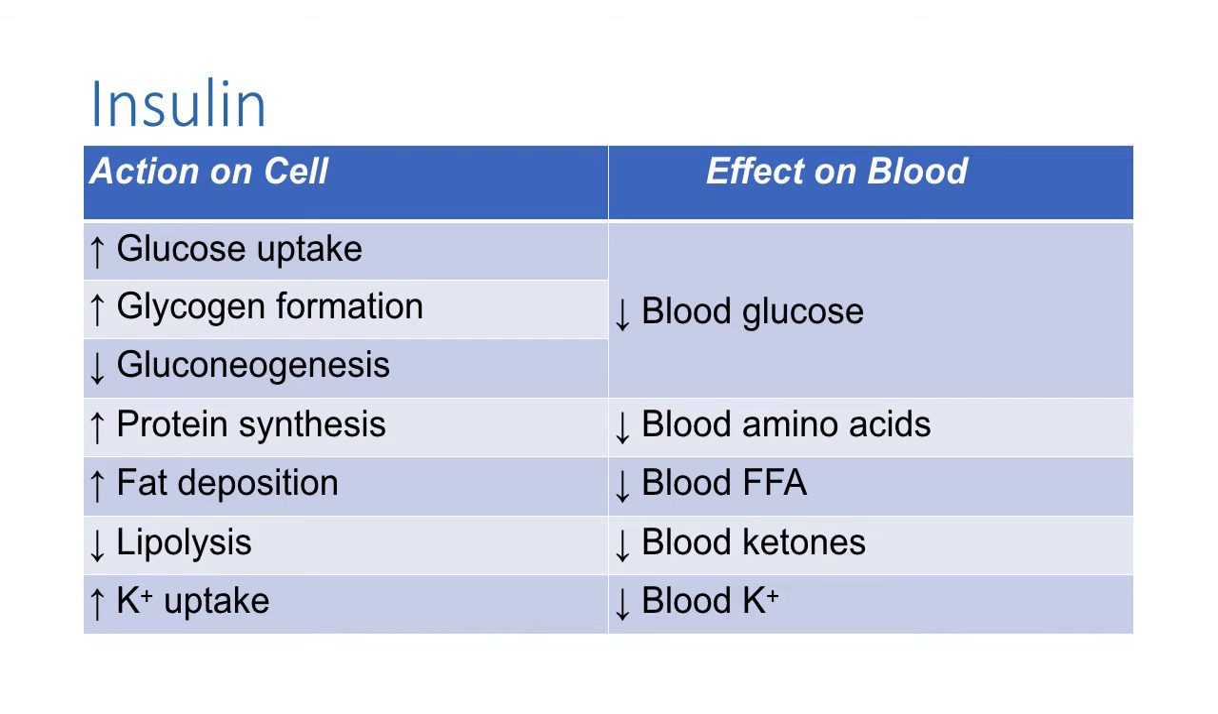Decreased lipolysis, so we're breaking down less of our fat for stored energy. So when we give people insulin, we're going to help them start to clear ketones from their blood. We're going to increase the potassium uptake into the cells. So again, why do we treat people with hyperkalemia with insulin? Because we're moving potassium into the cells. And therefore, it's going to decrease our blood potassium.